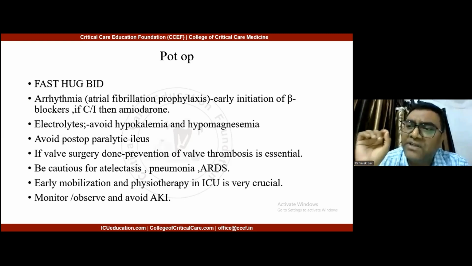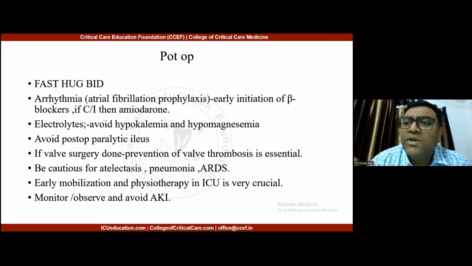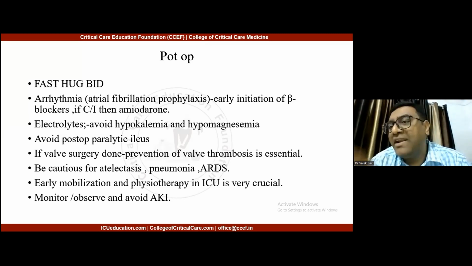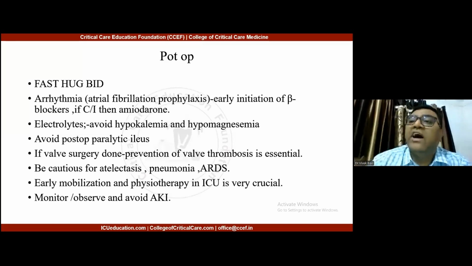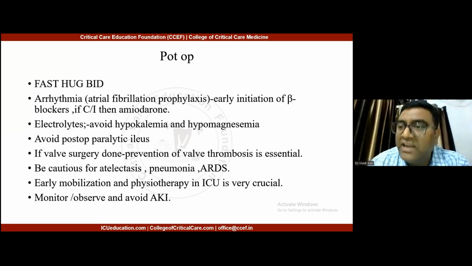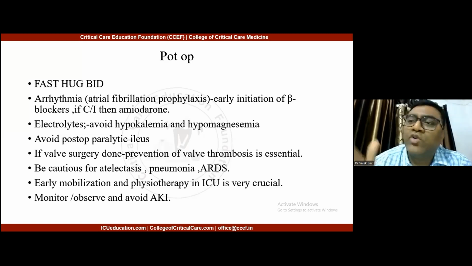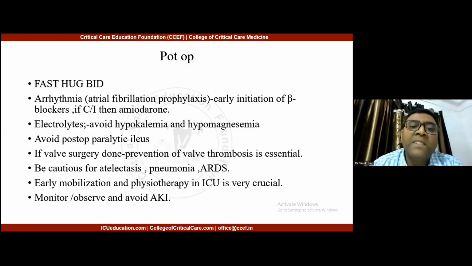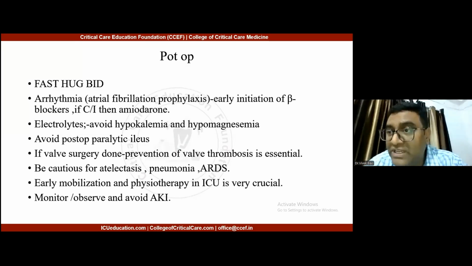I am telling you, take it with a pinch of salt. Most of the patients are going to develop post-op paralytic ileus. So early mobilization and early removal of the ICD drains, if not needed, are very important in such patients. And if you really think that bowel sounds are slow, go with the enema, go with the suppositories and prokinetic agents anytime. If valve surgeries have been done, prevention of valve thrombosis is very crucial.